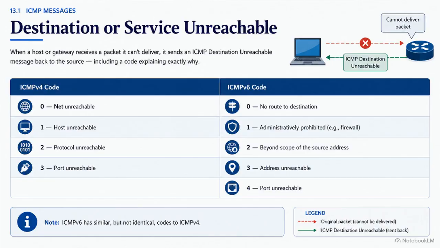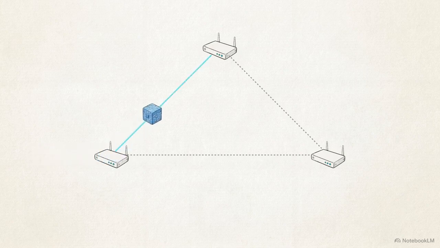These codes offer high precision. As the table indicates, a code 0 suggests the network itself is unreachable, while a code 1 indicates the path was blocked by a security feature like a firewall. This feedback is also critical for managing routing loops, where misdirected packets might otherwise circulate endlessly.